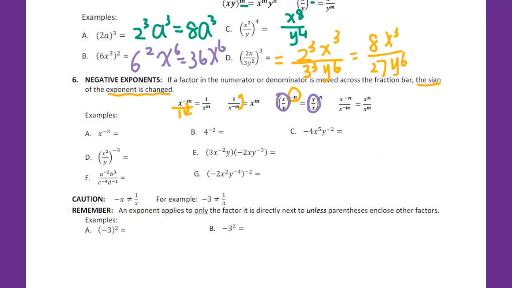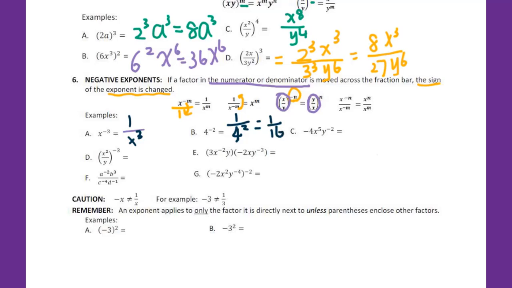Just remember, when the exponent is negative, you have to flip the numerator or the denominator. Then change the sign of the exponents. Look at a. Write down 1 over x to the third power. For b, write down 1 over 4 squared. That's how we got 1 over 16.